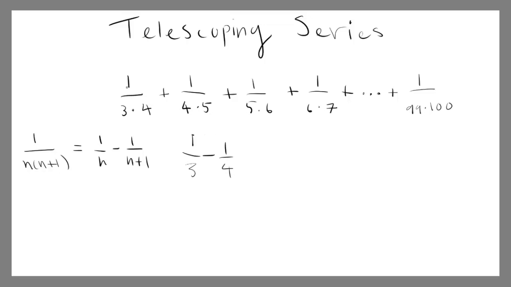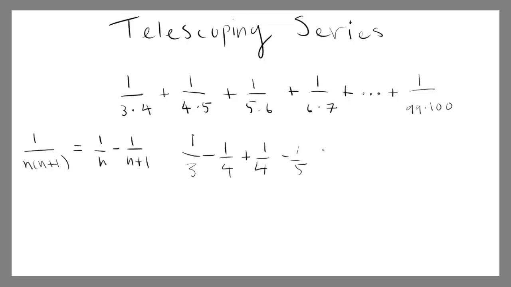Now, is this actually equal to this term? Well, we can check. What's 1/3 minus 1/4? Well, let's find the common denominator. That's 12, right? So we're going to multiply this numerator and denominator by 4 and this numerator and denominator by 3. So you're going to get 4 over 12 minus 3 over 12, which indeed is 1 over 12. Okay, let's keep going. So that means 1 over 4 times 5 is going to be equal to 1/4 minus 1/5.